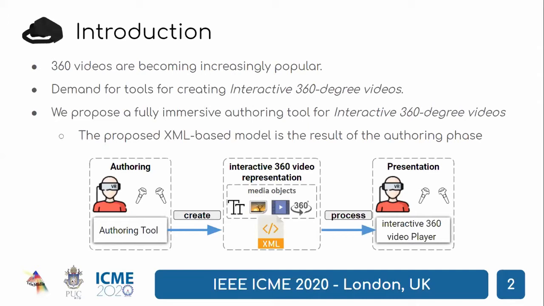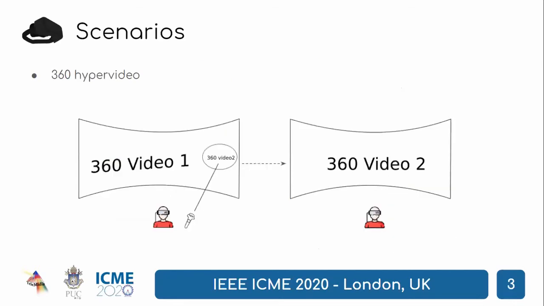This model is part of an ongoing work towards the development of a fully immersive authoring tool for interactive 360-degree videos. We analyze different scenarios of immersive multimedia presentations based on 360 videos in order to gather the main requirements for our authoring model. The first scenario, 360 Hyper Video, is characterized by navigation among 360 videos.